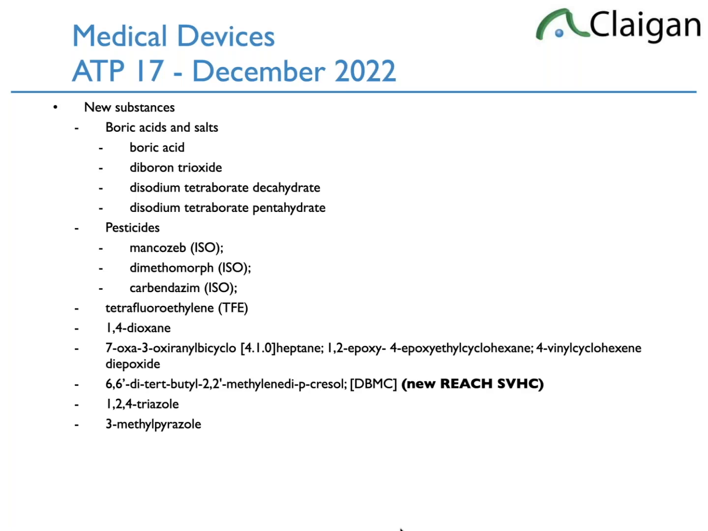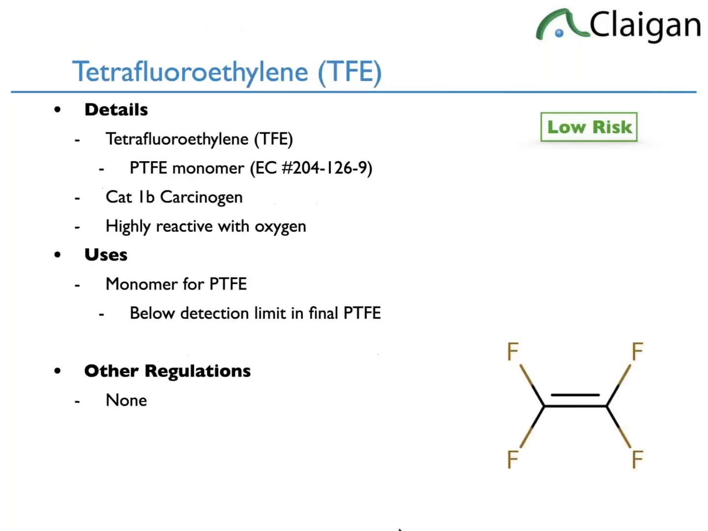Anything marked ISO is an ISO standard pesticide name. Those are all crop pesticides. It should be pretty low risk for most physical products. 1,4-dioxane is a trace contaminant from ethylene glycol and a few other materials. The only one really of interest is DBMC again, 2,6-di-tert-butylphenol. Now there is one that's very interesting, let's talk about. That's the tetrafluoroethylene in the middle, TFE. I'll explain that one in a bit.